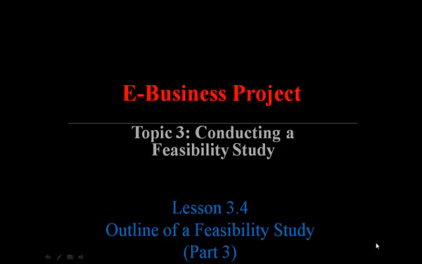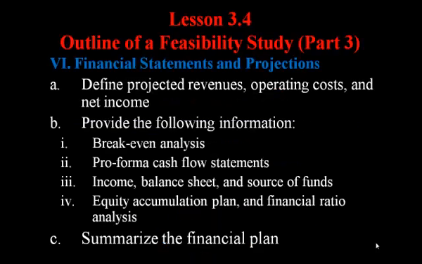In lesson 3.4, which is part 3 of the outline of a feasibility study, we are going to take a look at the 3 final sections of a feasibility study. In section 6, which is financial statements and projections, this is where you're going to want to define your projected revenues, operating costs, and net income.